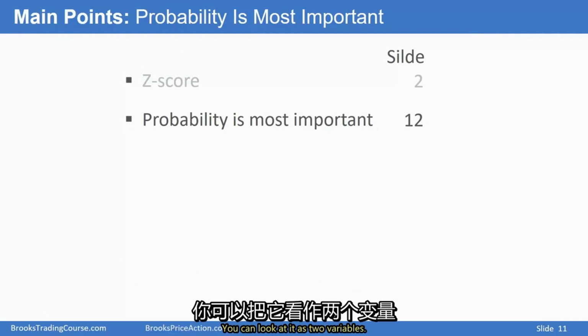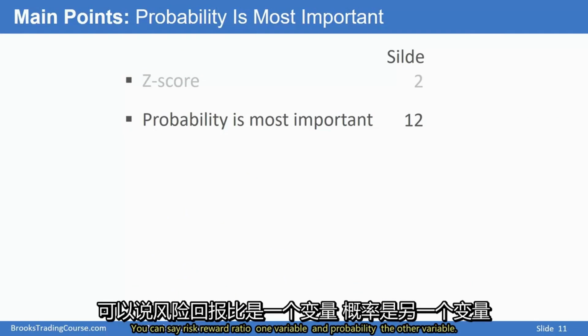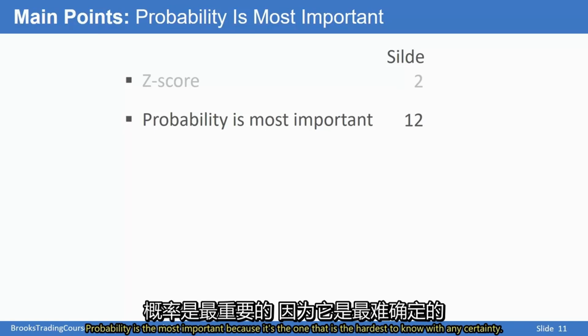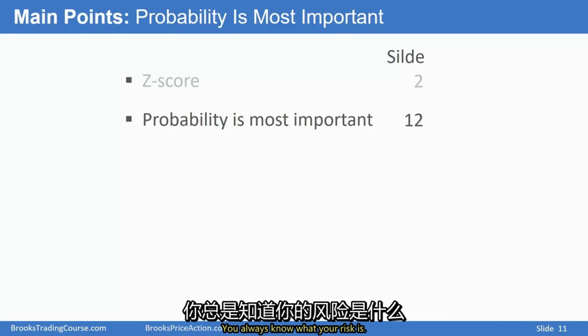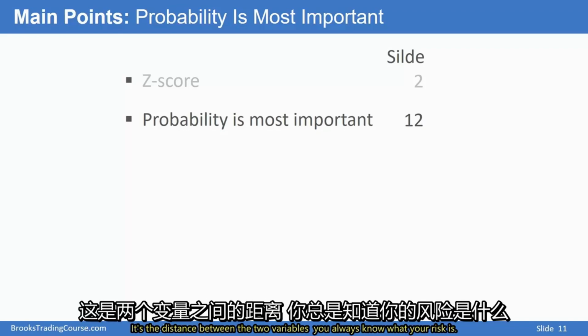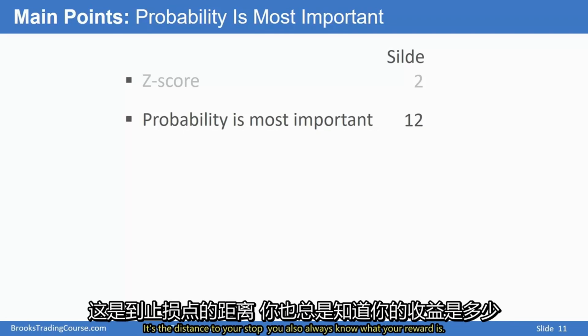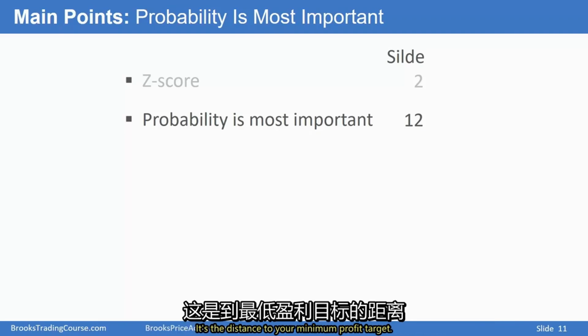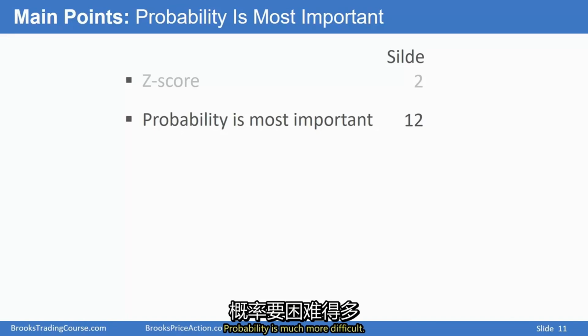I've talked many times about the 3 variables that traders have to consider: risk, reward, and probability. You can look at it as 2 variables. You can say risk-reward ratio, one variable, and probability, the other variable. Probability is the most important because it's the one that is the hardest to know with any certainty. You always know what your risk is. It's the distance to your stop. You also always know what your reward is. It's the distance to your minimum profit target. Probability is much more difficult.